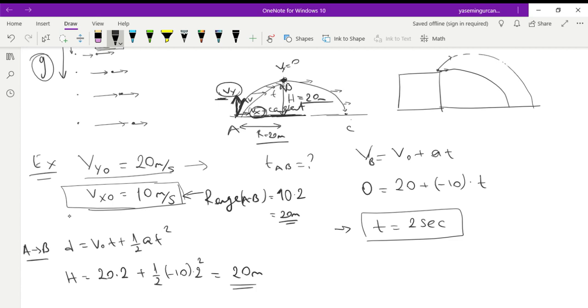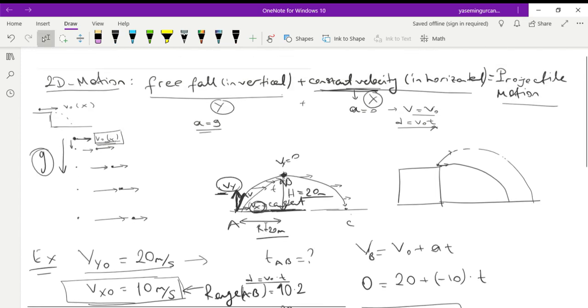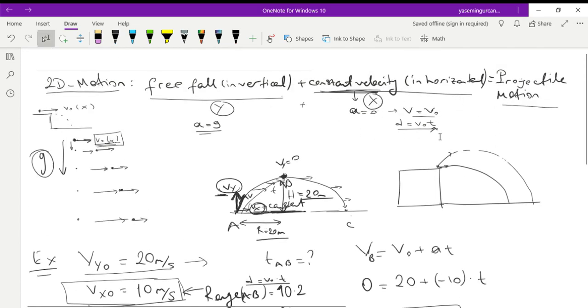So here the distance is basically v0 times t, because your motion in projectile motion in the horizontal is a constant velocity, and therefore you use basically the d equals v0t formula, because you don't have any acceleration. So the horizontal distance is going to be 20 meter.